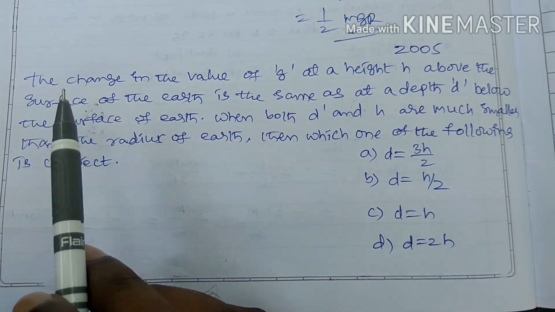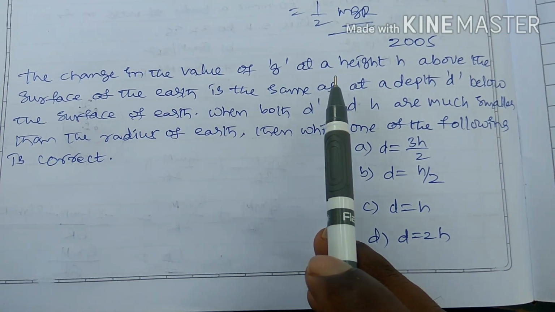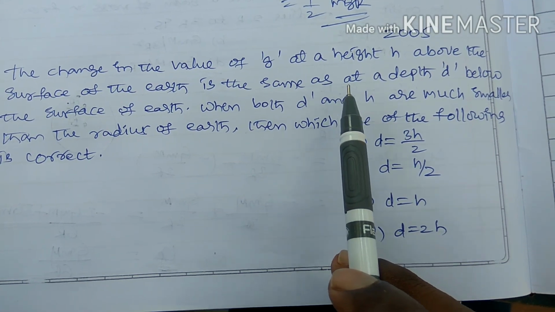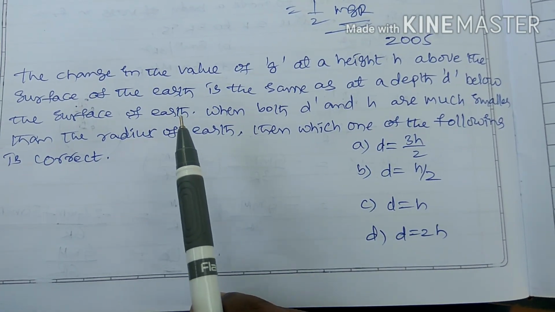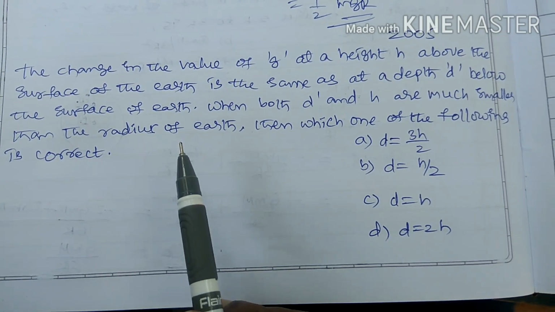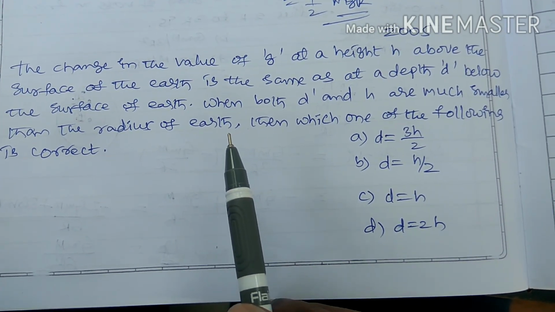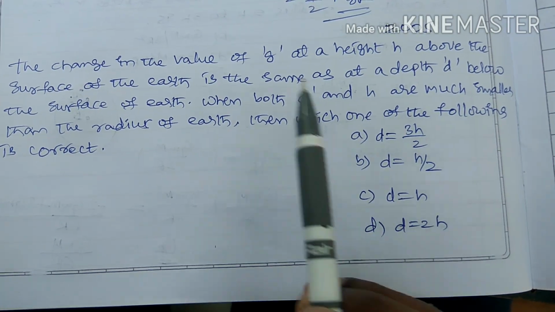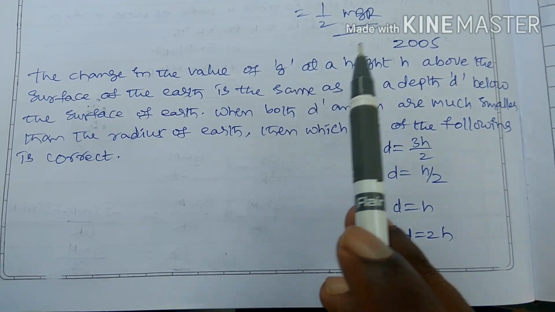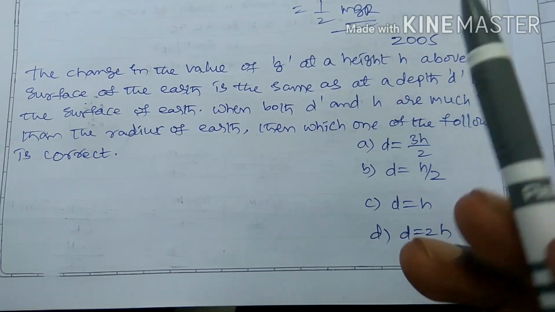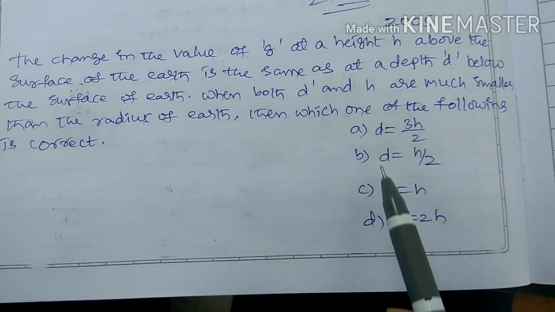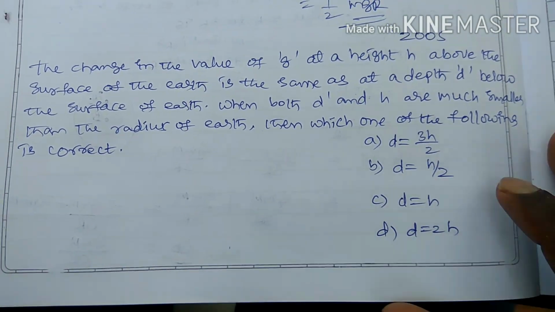Here the next question. The change in the value of g at a height h above the surface of the earth is the same as at a depth d below the surface of the earth. When both d and h are much smaller than the radius of earth, which one of the following is correct? Here they are asking: the acceleration due to gravity at height h above the surface is equal to that at depth d below the surface.